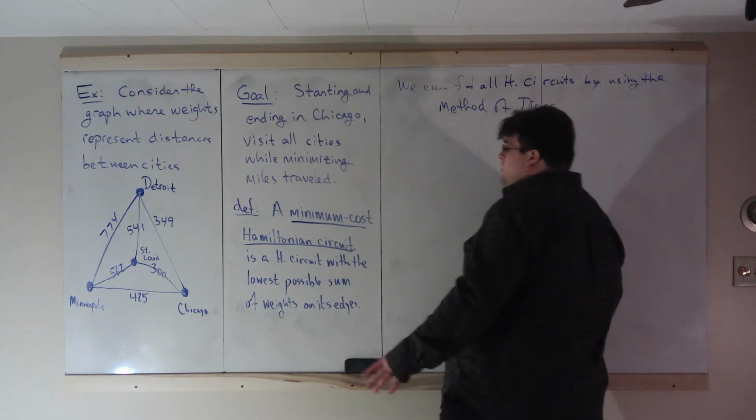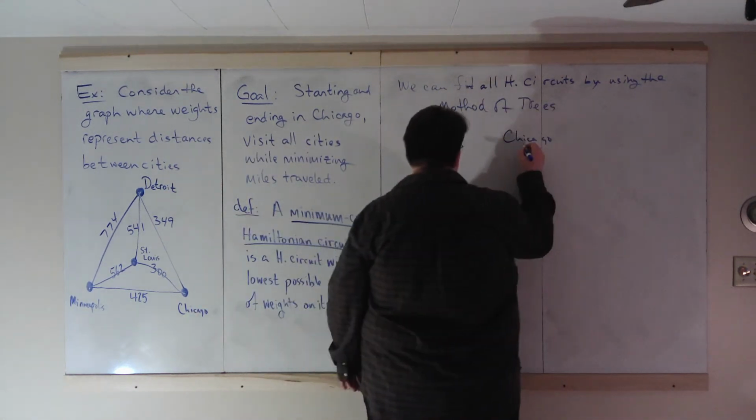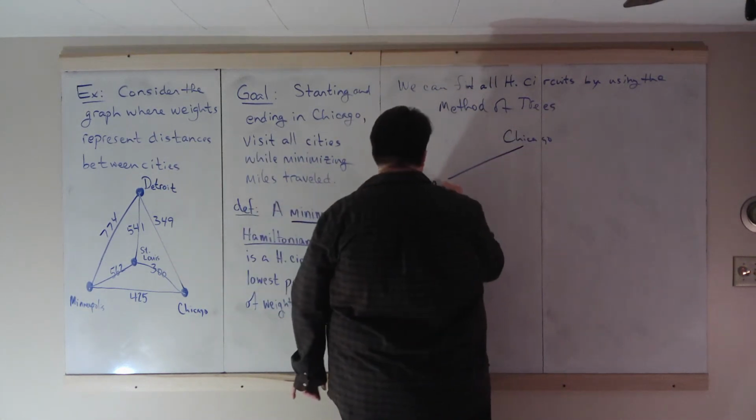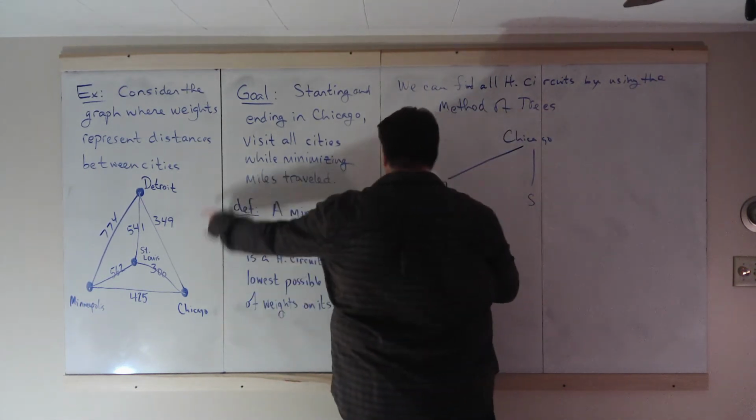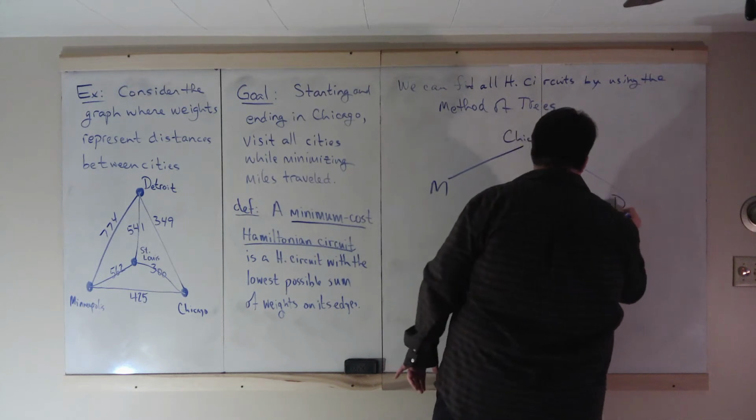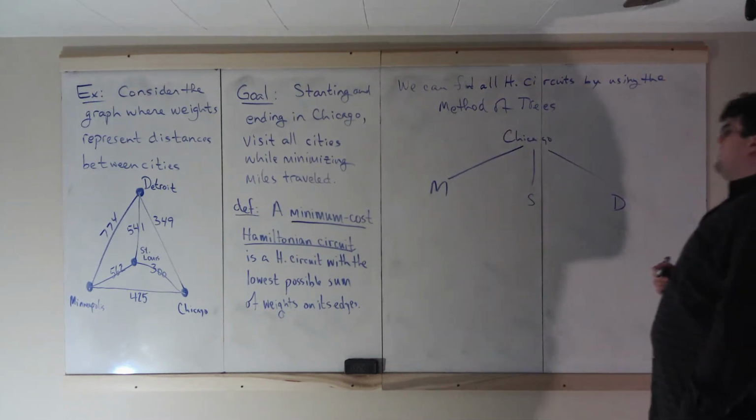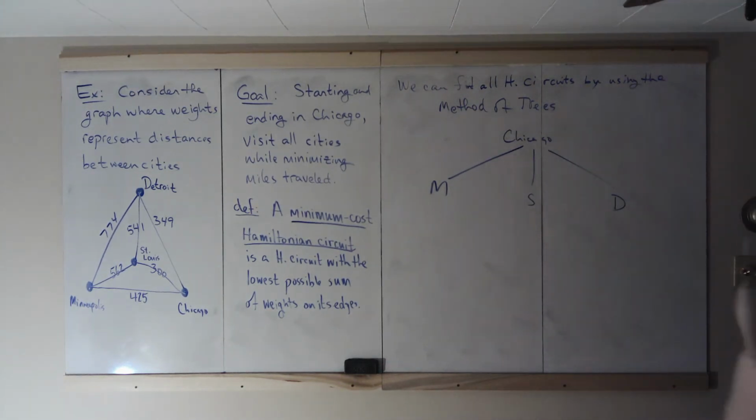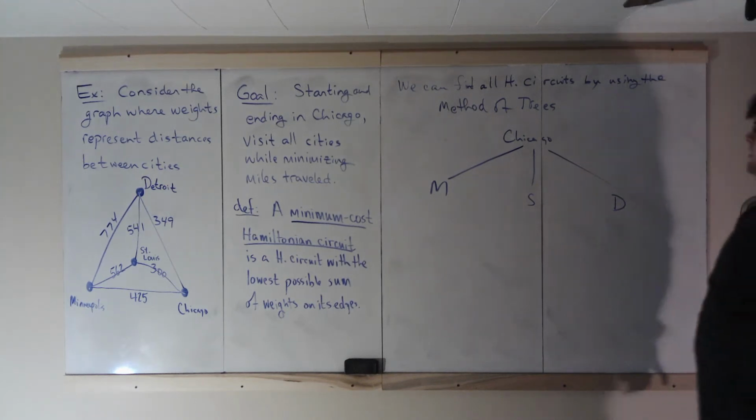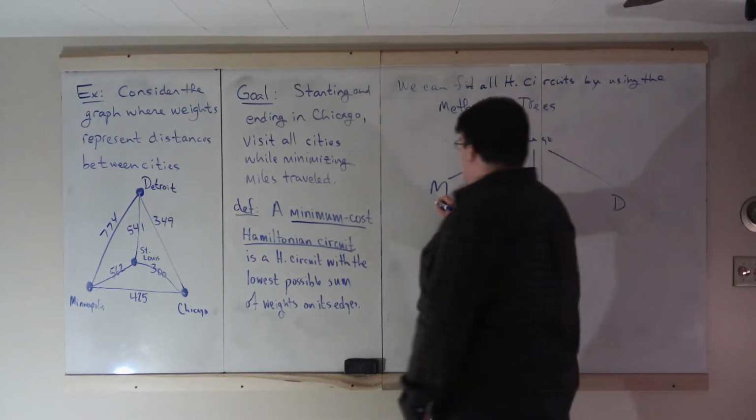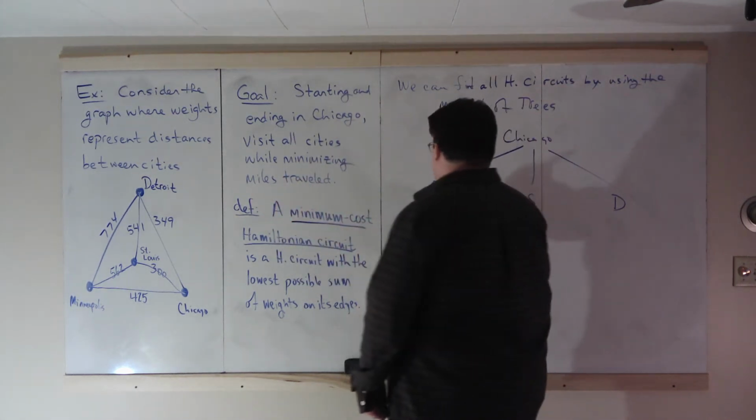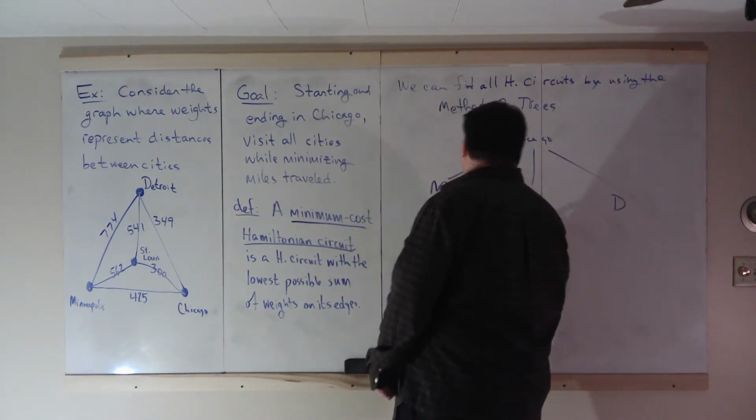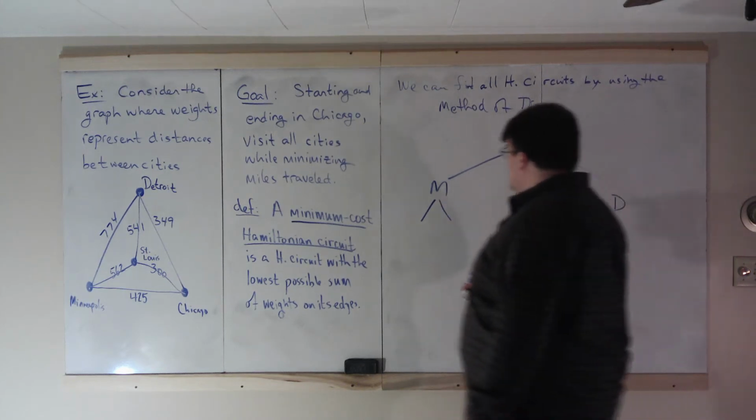So from Chicago, there are 3 different choices we can make. We can go to Minneapolis, so I'll call that M. We can go to St. Louis, I'll call that S. We can go to Detroit, I'll call that D. So from Chicago, we can go to one of those 3 places. Well, what about from Minneapolis? We're trying to visit all cities exactly once. And I didn't write that, that's assumed. From Minneapolis, where can we go?